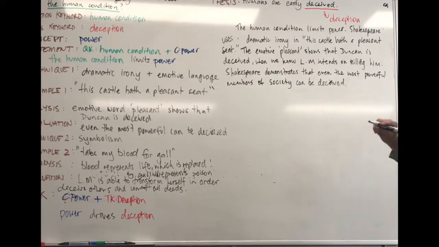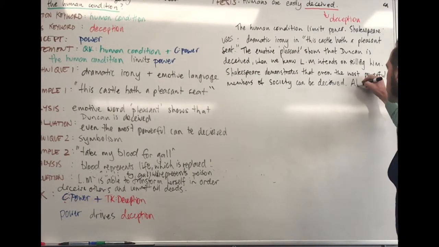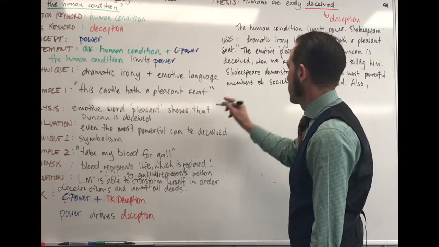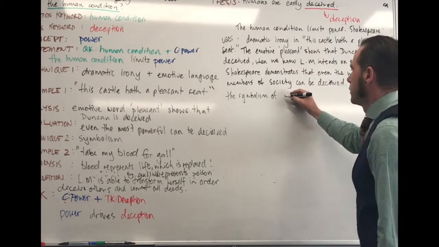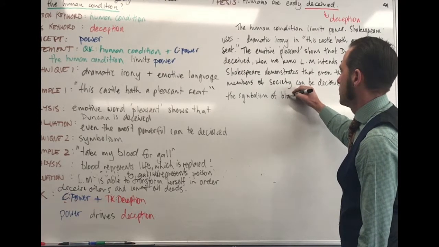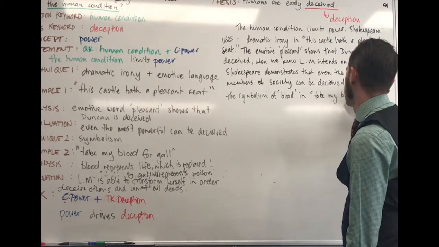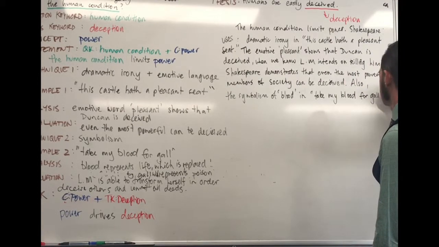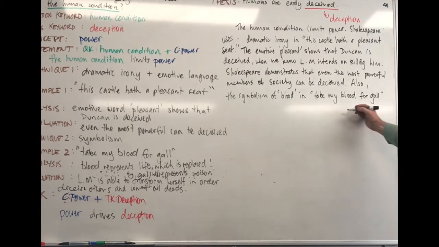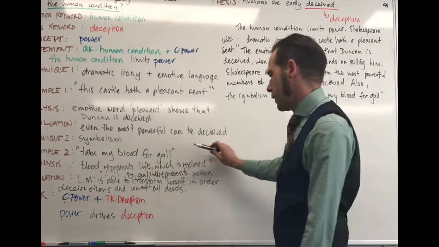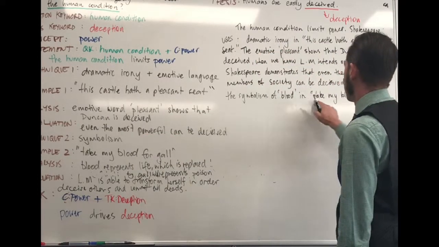So now moving on to my next technique. And I might want to use a little connecting word here, so again, also, the symbolism of blood in "take my blood for gall." So you'll notice here that I'm rewording this a little bit, just because I want to avoid repeating myself too much. But you can see I've still got the same basic structure. I've got the symbolism, then I've got the quote.